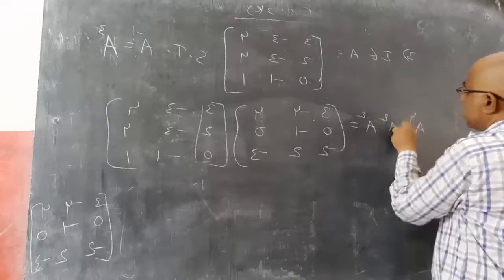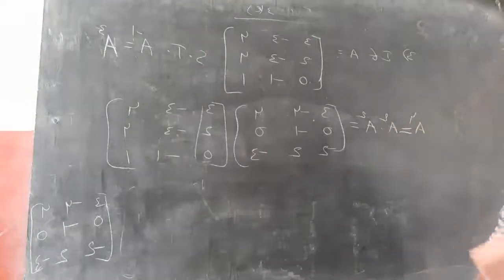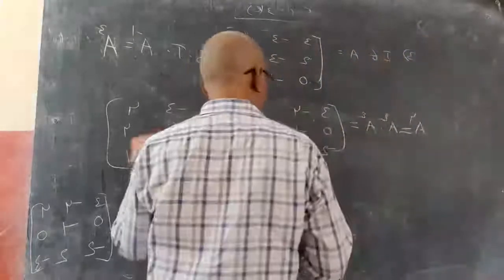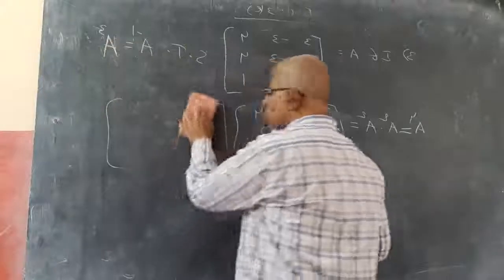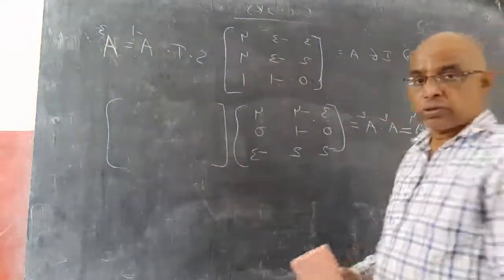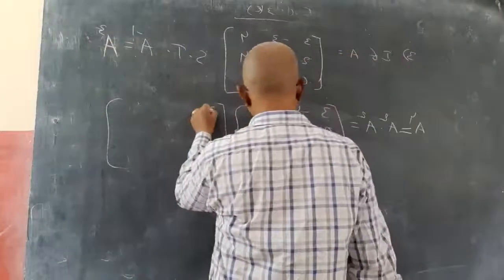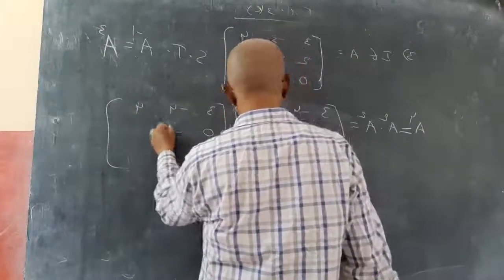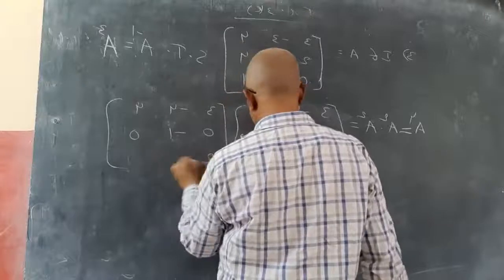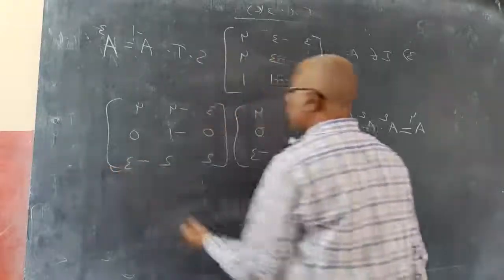A square into A square gives me A power 4. So A square into A square I am going to do now. 3 minus 4 4, 0 minus 1 0, 2 2 minus 3. Calculation part you always take care.